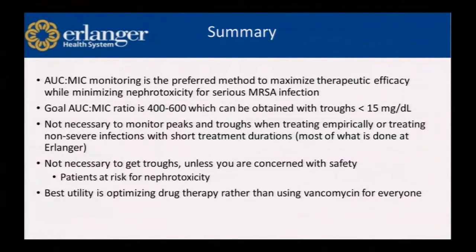It's not necessary to monitor peaks and troughs when treating patients empirically, and as I showed with that mini MUE, most of our patients are actually on vancomycin for 1 dose or less than 1 day, so it would not be necessary to get peaks and troughs on those patients. And it's not necessary to get troughs when treating for short durations unless you're concerned with safety. And again, it's not necessary to get only troughs unless you're concerned with safety. And it would be really appropriate to get a trough in a patient with changing renal function, decreasing renal function, who is obese, just to make sure that you're approximating a good AUC to MIC. And to conclude, the best utility is optimizing drug therapy rather than using vancomycin for everyone.